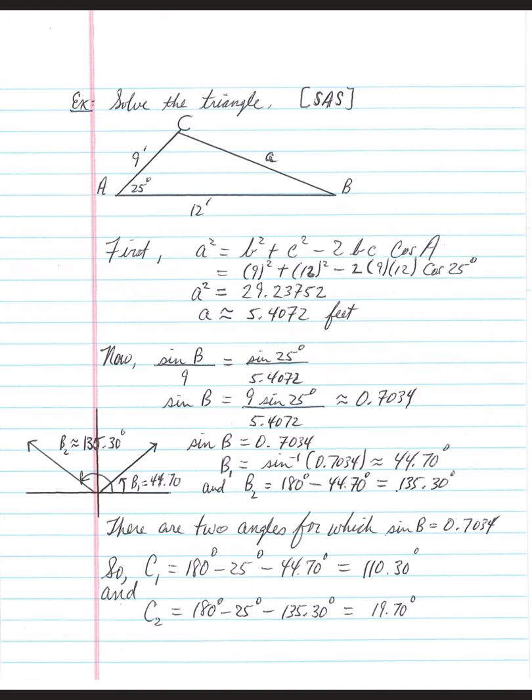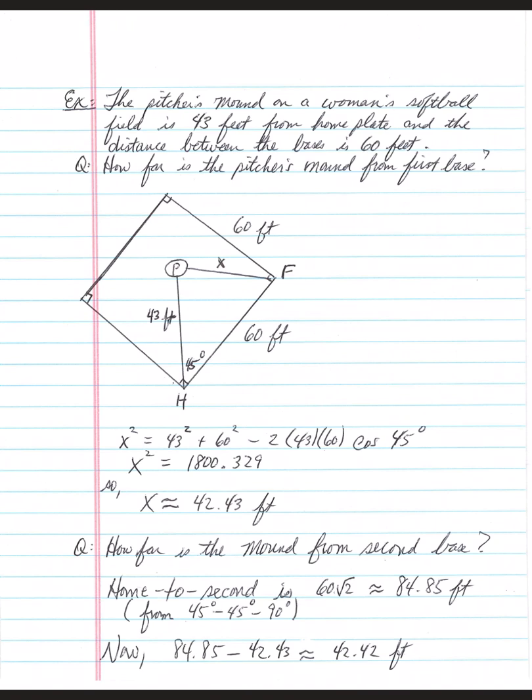Believe it or not, if you draw two separate triangles and use the lengths here, 5.4 for A, 9 for B, 12 for C, and you leave angle A at 25, you can actually construct two separate triangles where 44.7 and 110.3 serve as the other two angles, or B is obtuse and C is acute. It's pretty interesting.